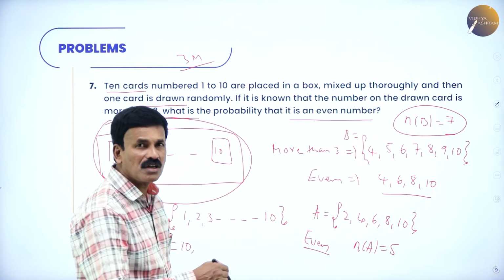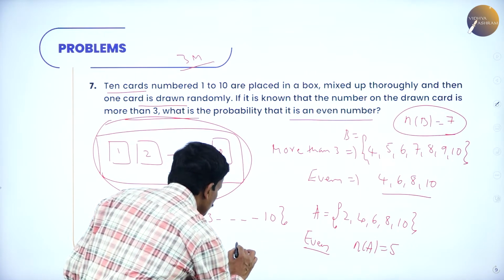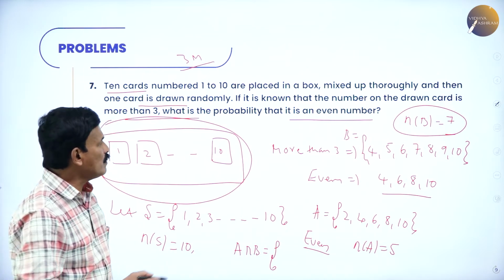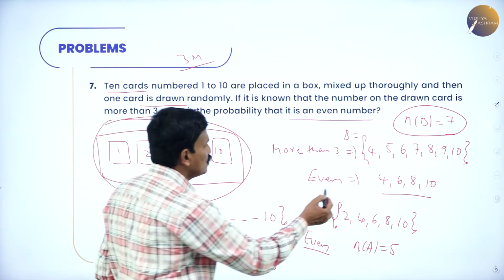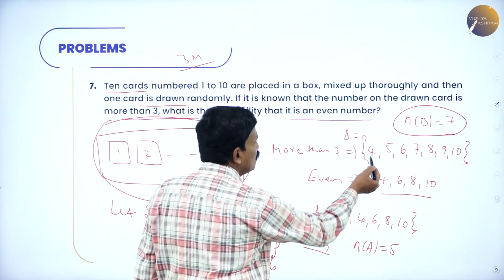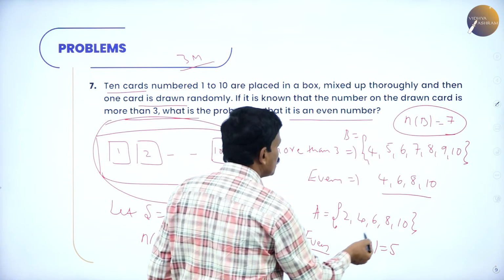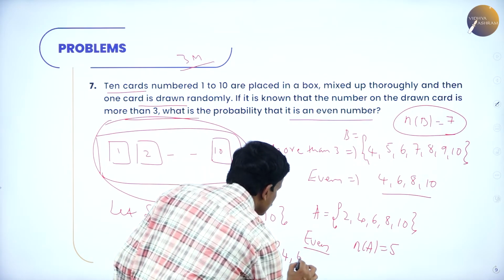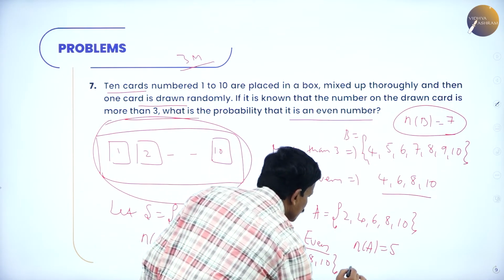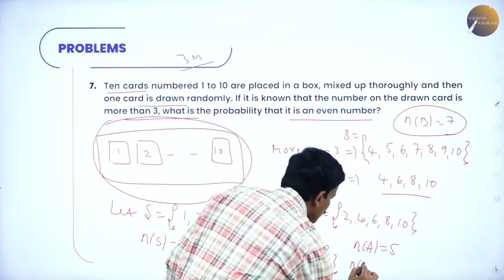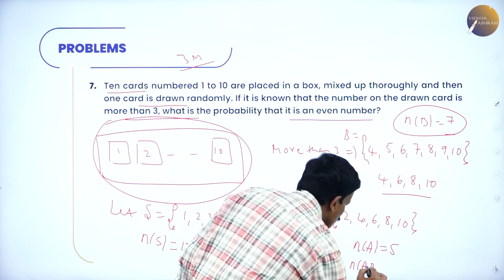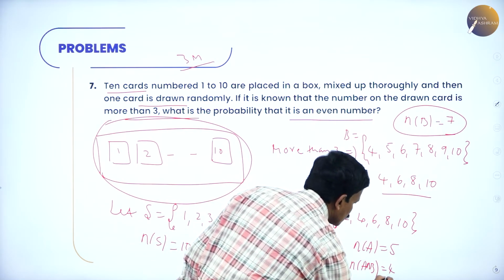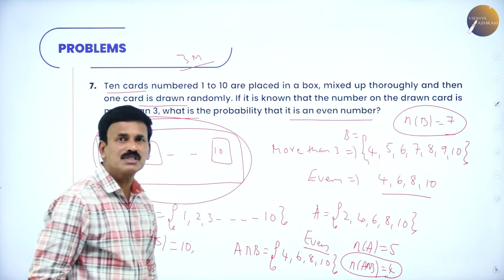Now the intersection, the common, A intersection B. A contains 2, 4, 6, 8, 10. B contains 4, 5, 6, 7, 8, 9 up to 10. So the common elements are 4, 6, 8 and 10. Therefore, n(A intersection B) is equal to 4.